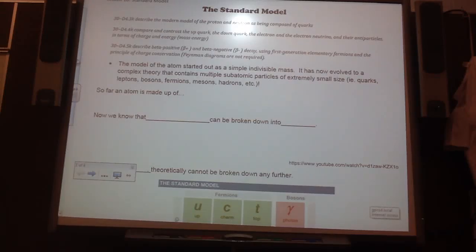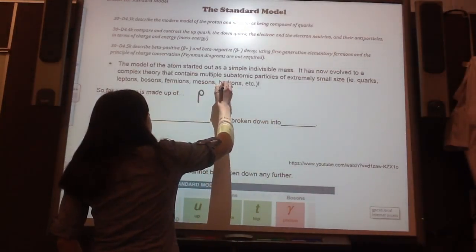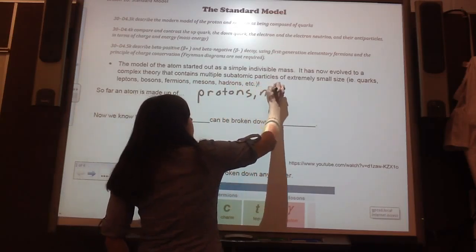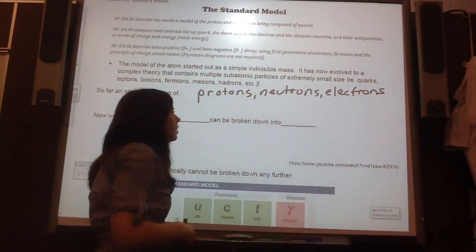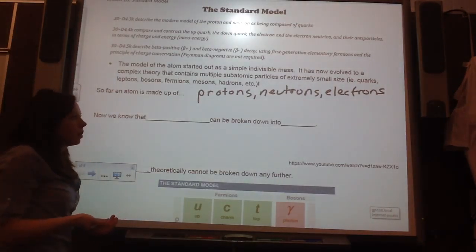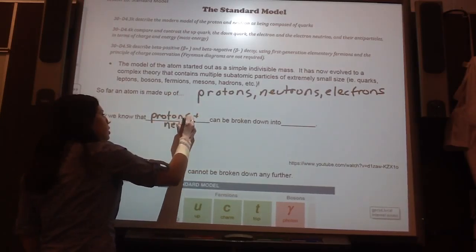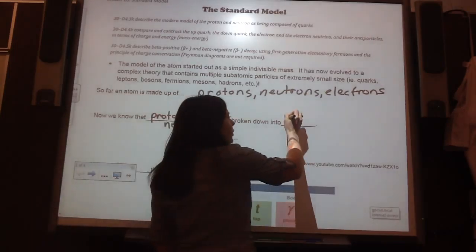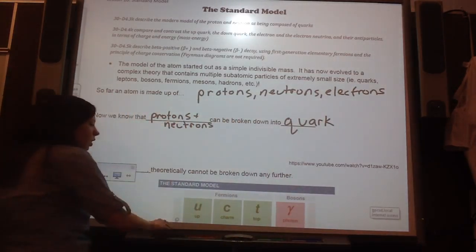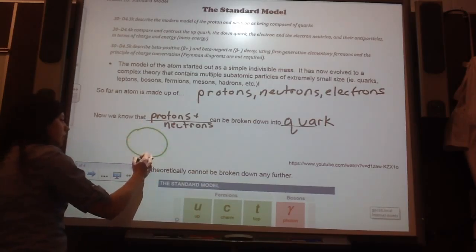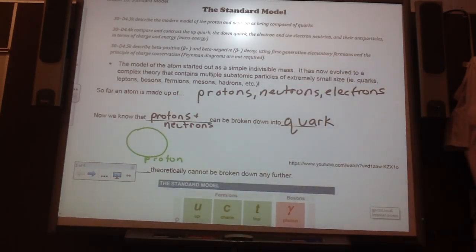Okay, so far we've talked about the atom being made up of protons, neutrons, and electrons. What we're going to talk about today is that protons and neutrons can be broken down into something called quarks. If we had one proton, it's composed of up quarks and down quarks.